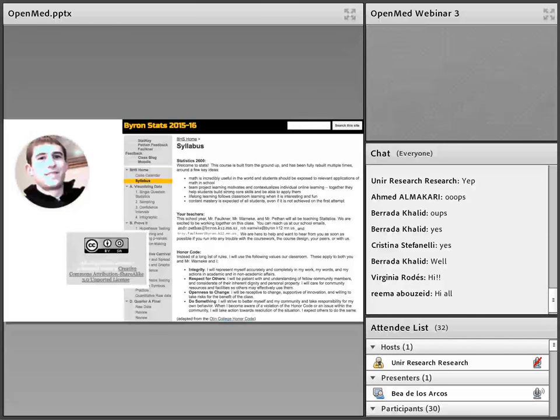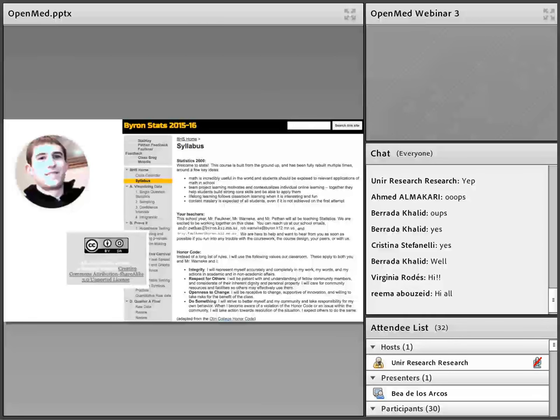So one of the things that he explains to his students, and these are in a school context, so I'm not necessarily talking about students in a university, but secondary school students. One of the things he does with them is explain the difference between copyright and Creative Commons.